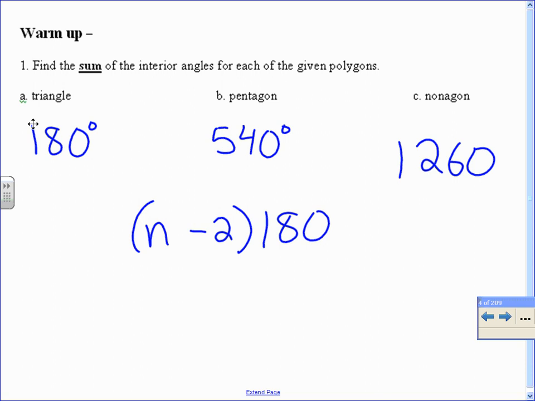So look, a triangle has 3 sides. 3 minus 2 is 1. 1 times 180 is 180. Pentagon has 5 sides. 5 minus 2 is 3. 3 times 180 is 540, etc. It works every single time if you're finding the sum of interior angles of a polygon. Donatus, you have 1 more minute to finish that. Okay, so n minus 2 times 180.